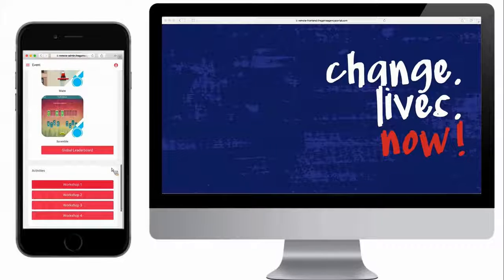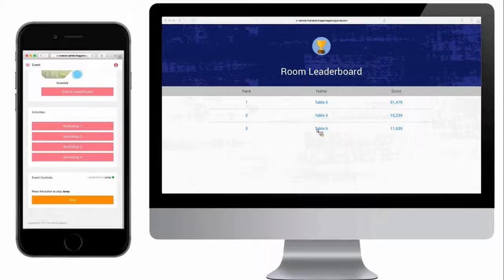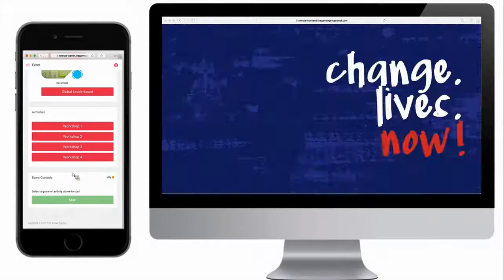And the way the rooms were set up was we had them in different regions. So in one particular room, Table 5 is in the lead for this example. So they're seeing exactly how they're competing against their regional partners.